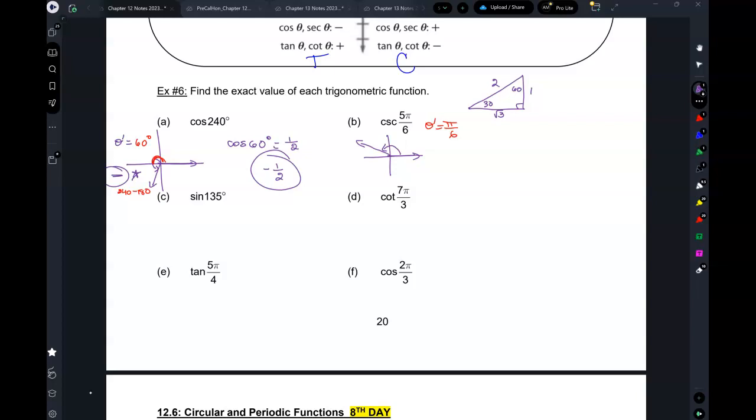Cosecant is like what? Sine or cosine? Sine. So instead of 1 over 2, it would be 2 over 1. So cosecant pi over 6 is 2 over 1. Now let's just figure out if it's positive or negative. In this quadrant, sine is positive, and so is its buddy, the cosecant. So the answer is positive 2. You obviously don't have to write the plus, okay?